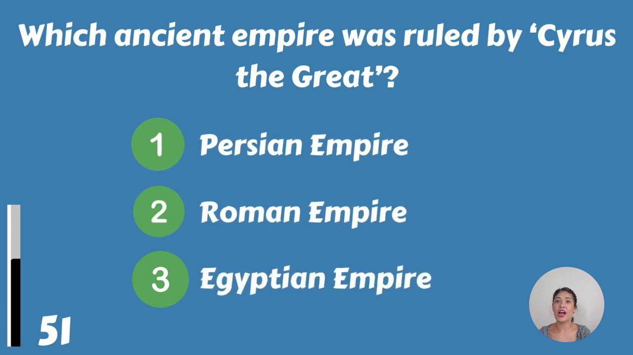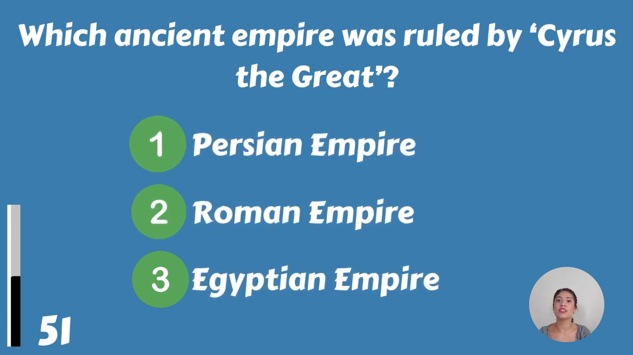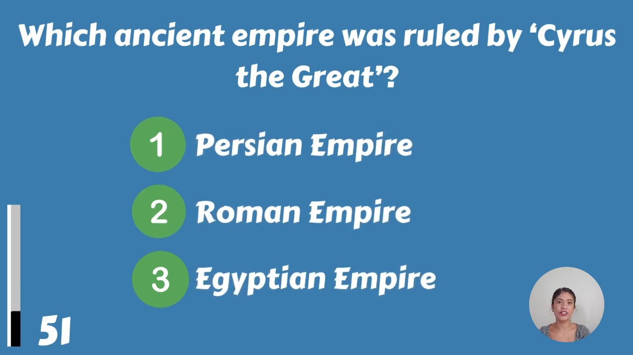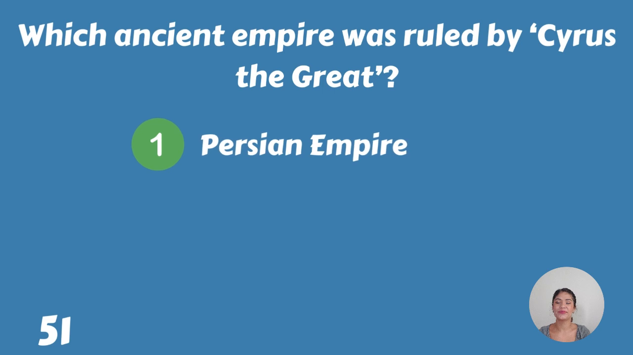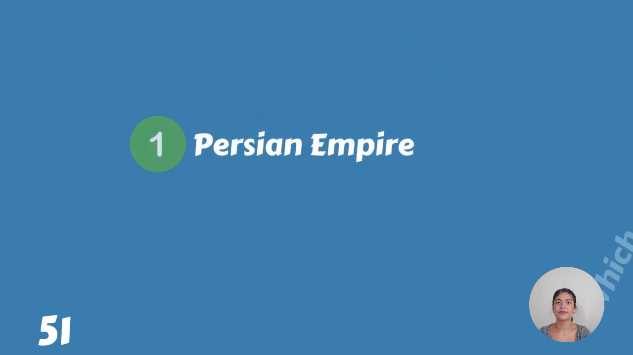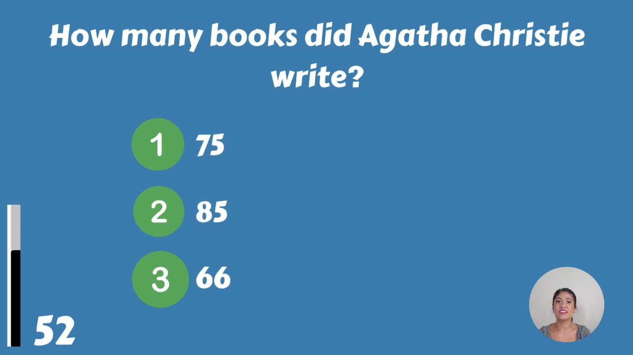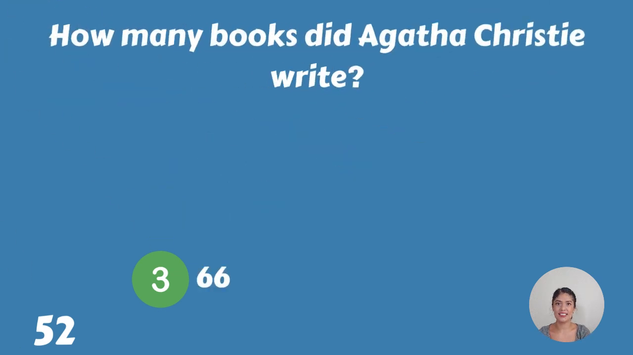Which ancient empire was ruled by Cyrus the Great? Persian Empire, Roman Empire, Egyptian Empire. Persian Empire. How many books did Agatha Christie write? 75, 85, or 66? 66.